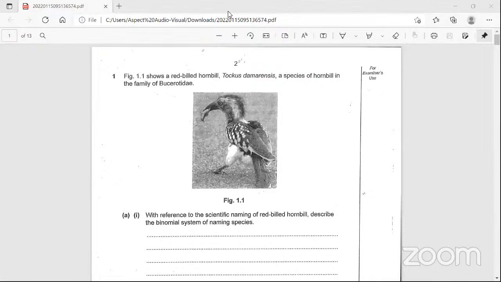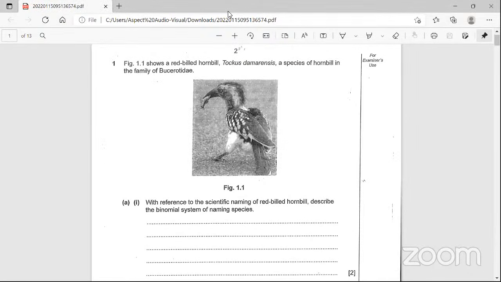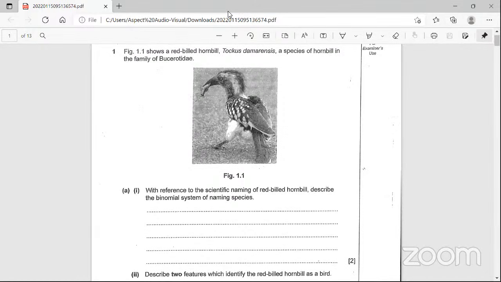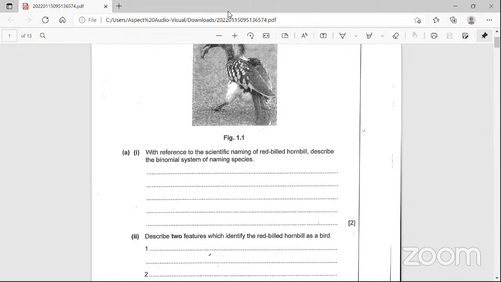Right, so guys, let's start with paper 2. Can we please follow it together so that we answer the questions properly and we all understand what's happening here? Number 1 says, figure 1.1 shows a red-billed hornbill, Tockus damarensis, a species of hornbill in the family Bucerotidae. What does it say here? With reference to the scientific naming of the red-billed hornbill, describe the binomial system of naming the species.